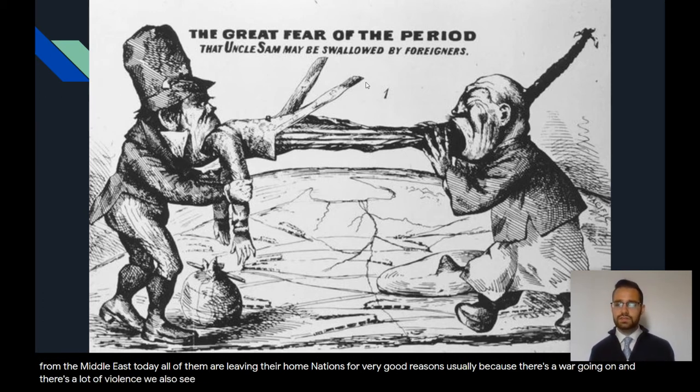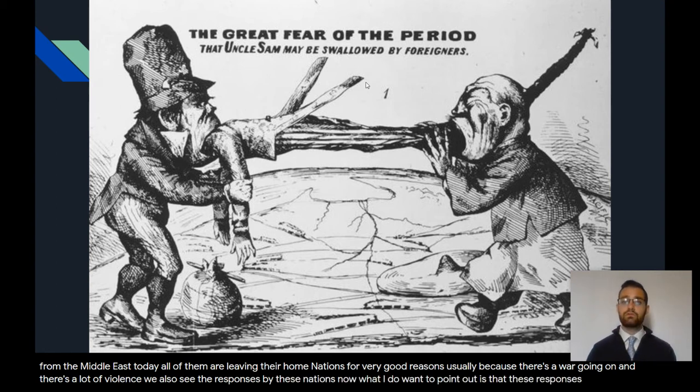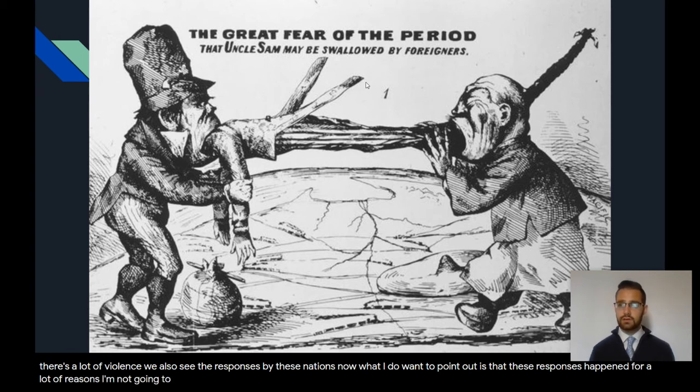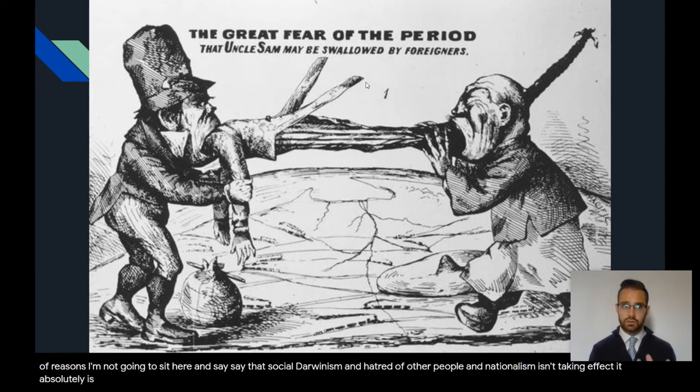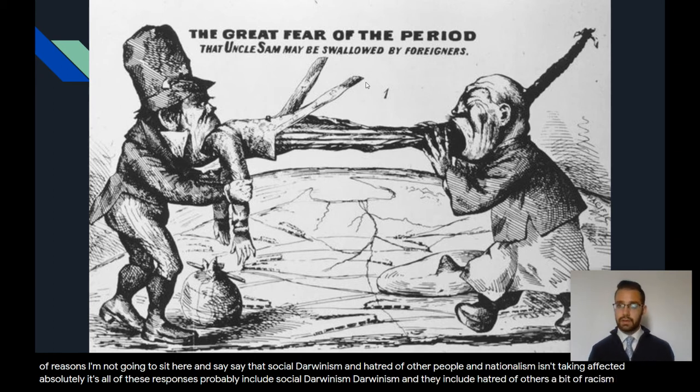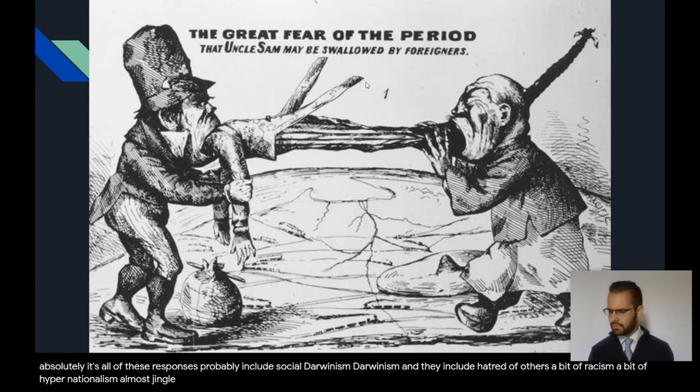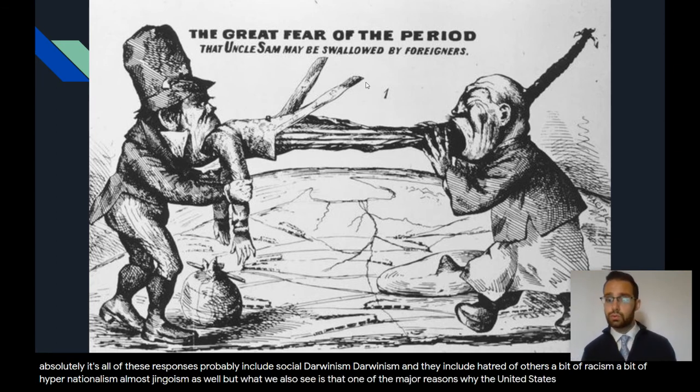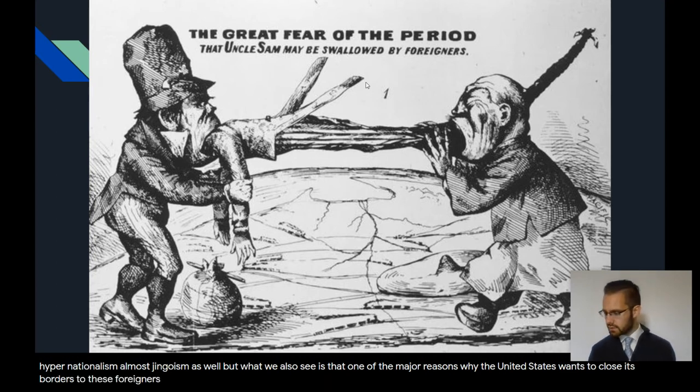We also see the responses by these nations. Now, what I do want to point out is that these responses happen for a lot of reasons. I'm not going to sit here and say that social Darwinism and hatred of other people and nationalism isn't taking effect. It absolutely is. All of these responses probably include social Darwinism, and they include hatred of others, a bit of racism, a bit of hyper nationalism, almost jingoism as well. But what we also see is that one of the major reasons why the United States wants to close its borders to these foreigners is because they want to protect their culture.